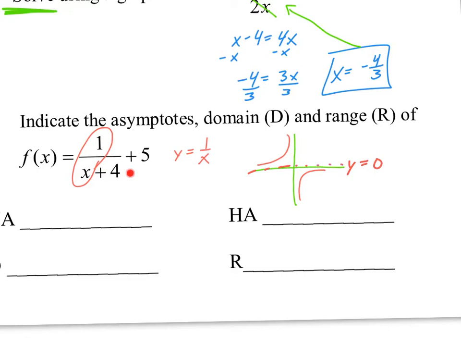Now, if we take this plus 5 here, it basically means we're taking our whole graph and we're just moving it up by 5. So if we go up 5, my horizontal asymptote now is at y equals 5.